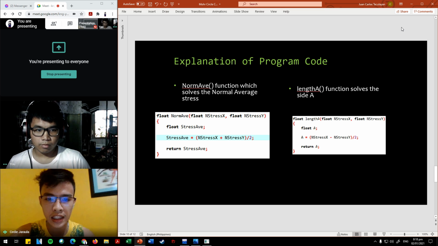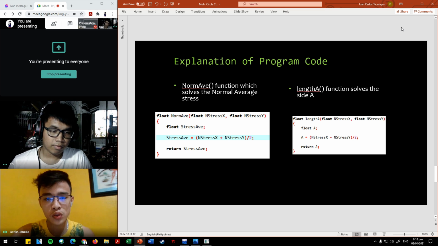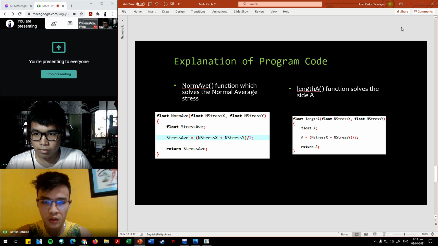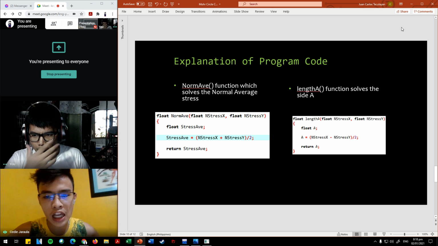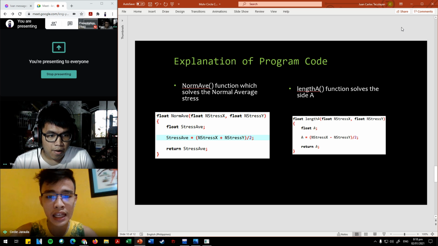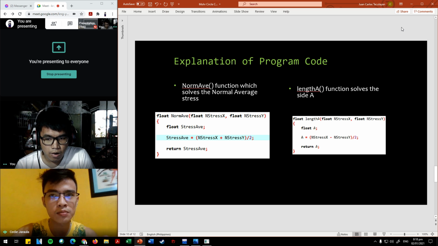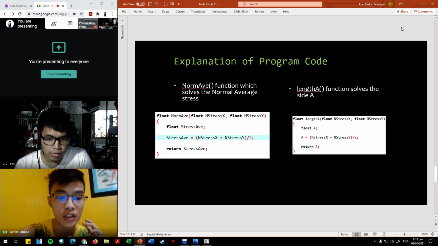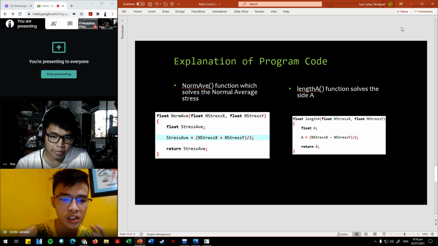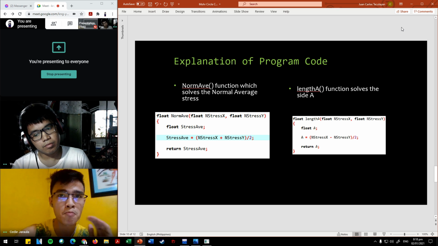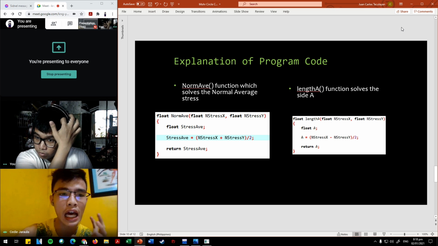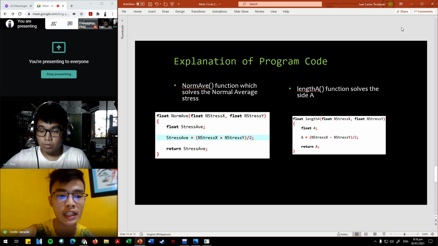And next is the lengthA function. So we have A equals the normal stress along x minus the normal stress along y over 2. The length A is like the height of a 90 degree triangle. The 90 degree triangle can be drawn below or above the terminal axis or the x-axis.